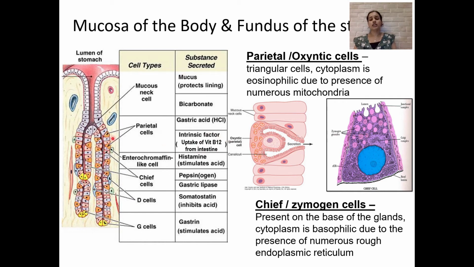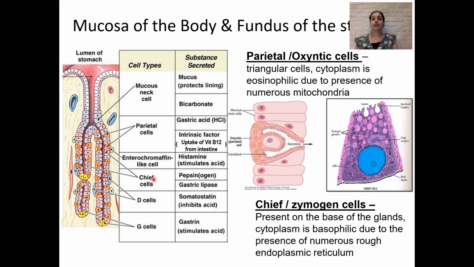Then the neck region of the gastric gland also has some enterochromaffin-like cells, which secrete histamine, which in turn stimulates the acid secretion. As we go down, this region is called the base of the gastric gland. This base has a basophilic cell called chief cells or zymogen cells, which are abundantly present at the base of the gastric gland.